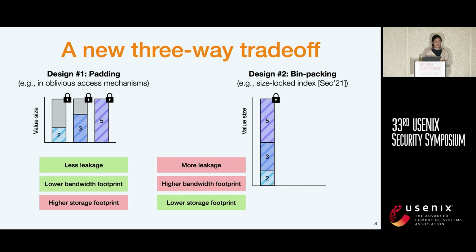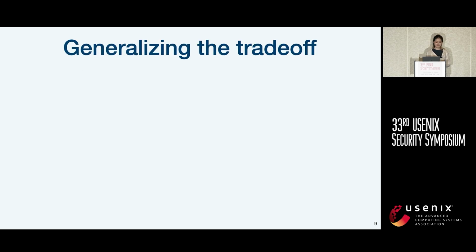These schemes cover different priorities in this trade-off. For example, if we're in a bandwidth-constrained environment, then we might prefer to use design 1. Our work generalizes this trade-off to other solutions and leakage profiles, which we'll see next.